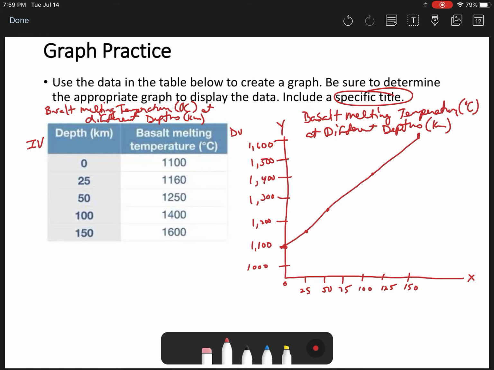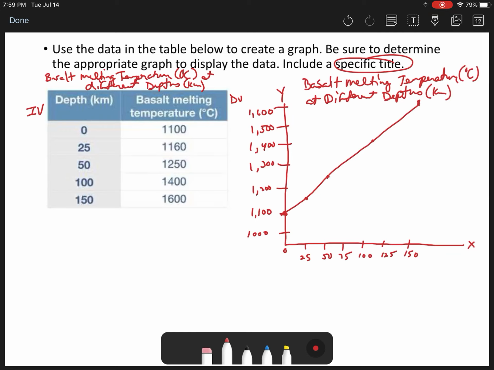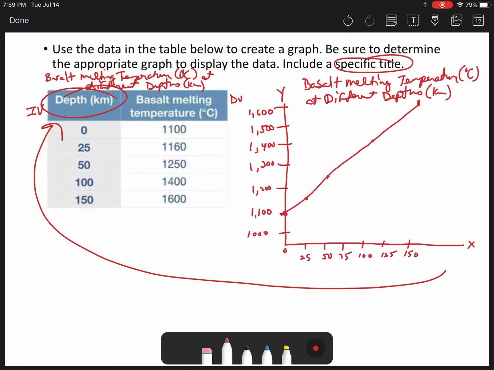No, I am not. Remember, we have to label both of our axes. So the x-axis is our independent variable. We have our label right here. We don't have to think of it on our own. So we put depth, and we have our units in kilometers.